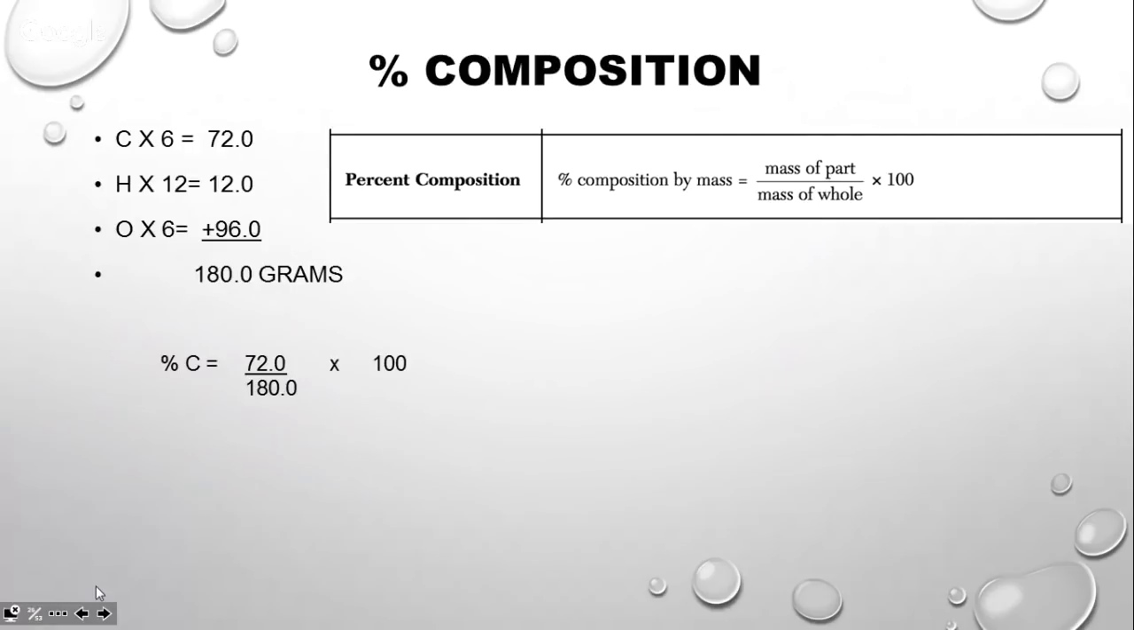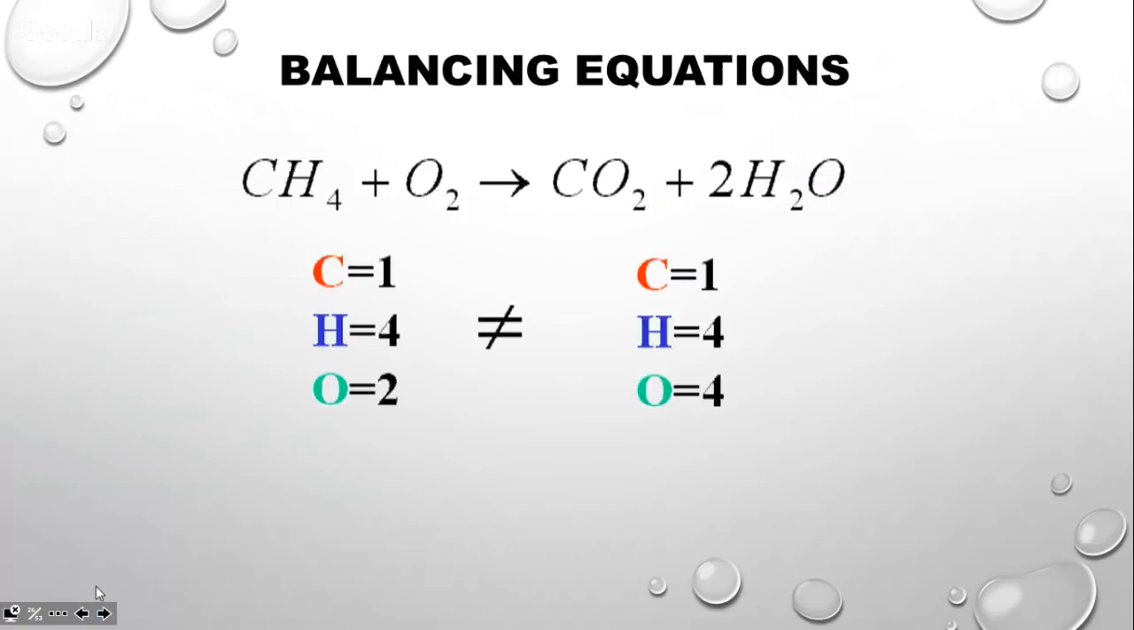If we're talking about percent composition, we could take that same gram formula mass. Remember, percent composition by mass is on Table T, and it's the mass of the part over the mass of the whole multiplied by 100. If you wanted a percent of carbon, you would take carbon's total mass when you multiply it out by the 6, divided by the gram formula mass of the compound, and then multiply by 100.